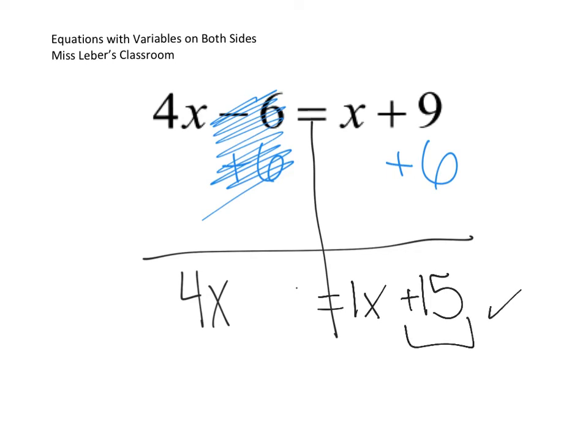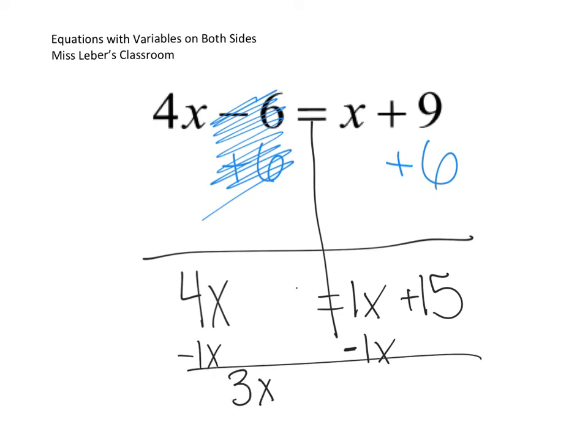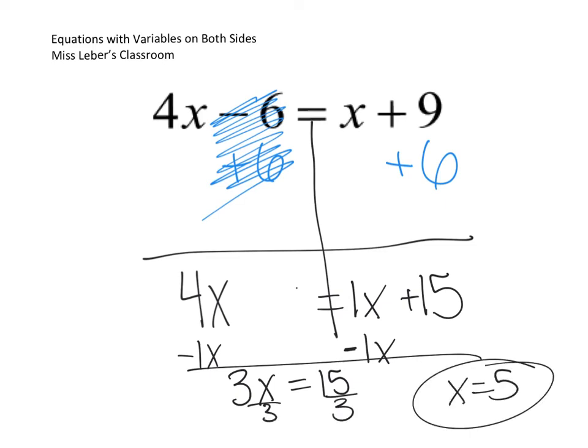That's good to go. I need to take care of my variables and move them over to one side. Since the number's on the right, how about I put the variable on the left? So I see I've got 1x. Opposite of positive 1x is a negative 1x to get it to cancel out. And again, I end up with 3x equals 15, dividing by 3 on both sides, x ends up with 5. So again, by moving that minus 6 out of the way first, I still ended up with the exact same thing.